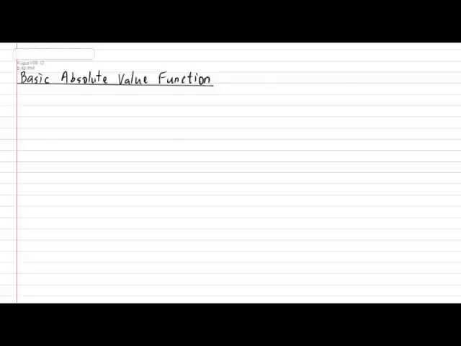To start with, the most basic absolute value function is represented by the following rule. Y is equal to the absolute value of X. Now, before we get to drawing the graph, I'd like to first look at what kind of y values are produced depending on what x values are plugged into this rule.